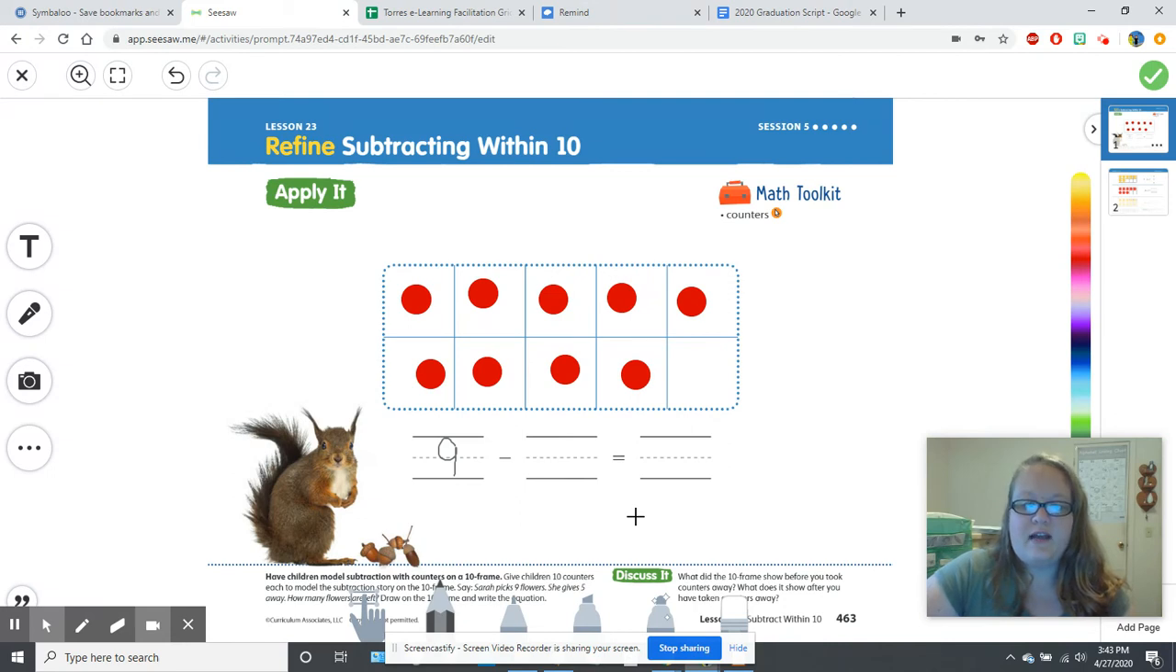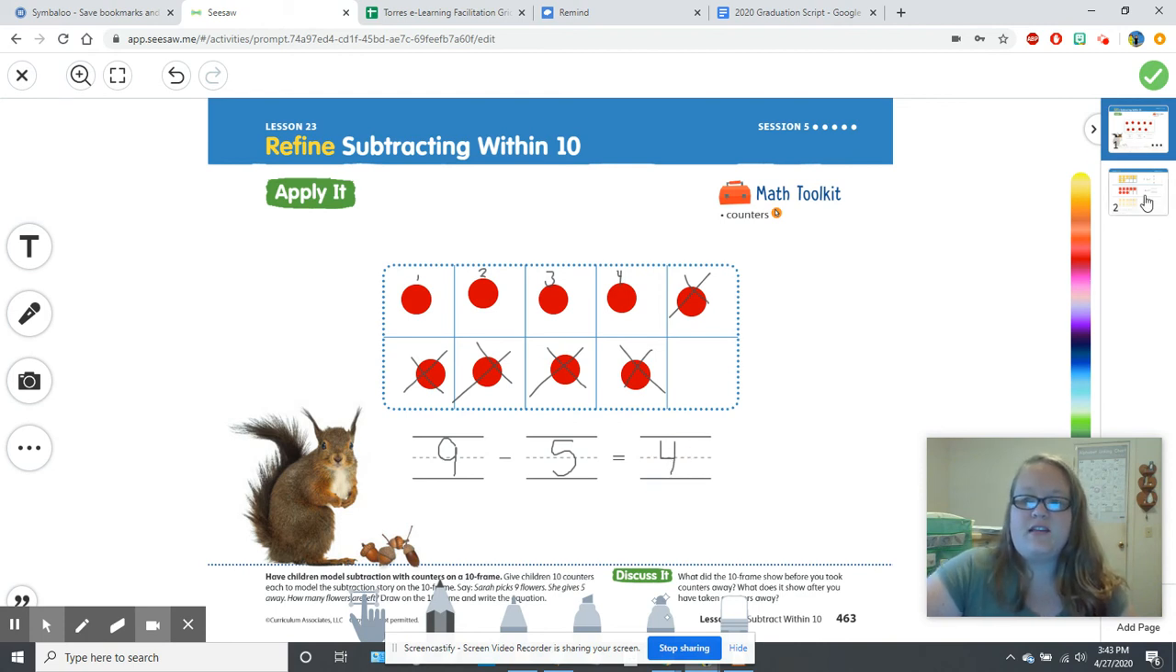Sarah picks 9 flowers. She gives 5 away. So now I know I'm going to subtract 5. I'm going to take 5 away by putting X's on them. 3, 4, 5. How many flowers are left? So let's go back and count how many dots we have left in our tens frame. We have 1, 2, 3, 4. 9 minus 5 equals 4.